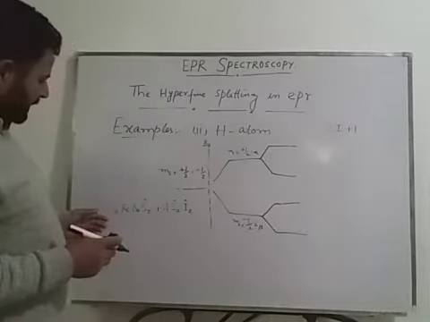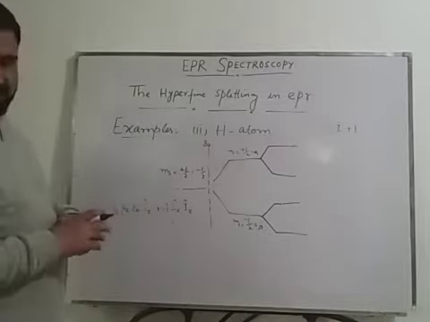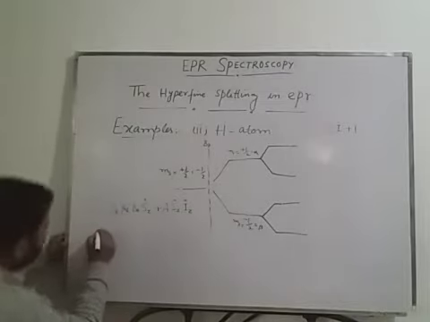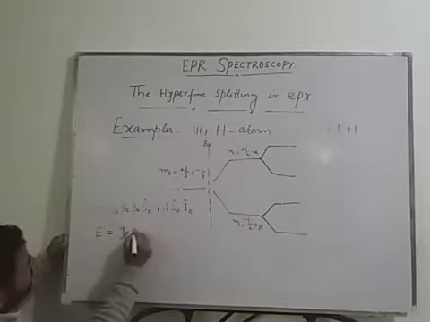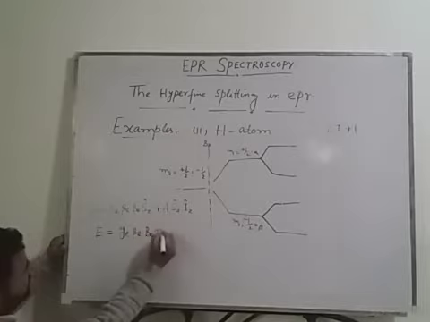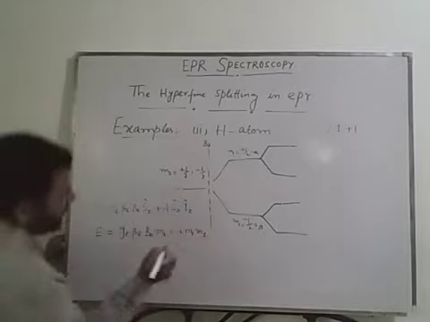Okay, so the total interaction Hamiltonian for the interaction between the two will be given like this, and the energy of interaction will be given by Ge beta E B naught Ms plus A Ms into Mi.